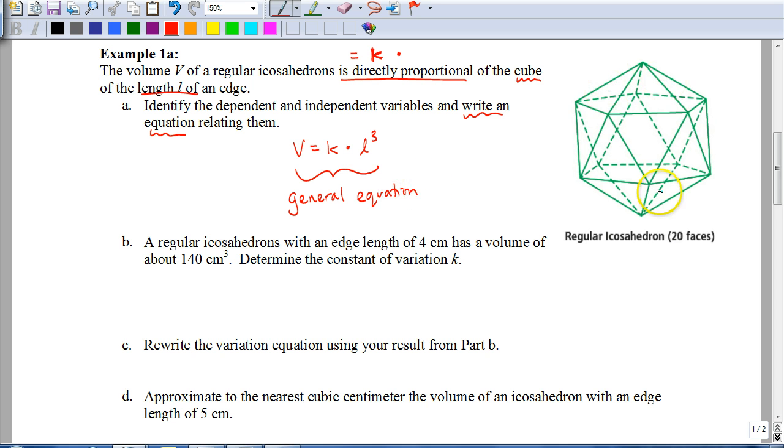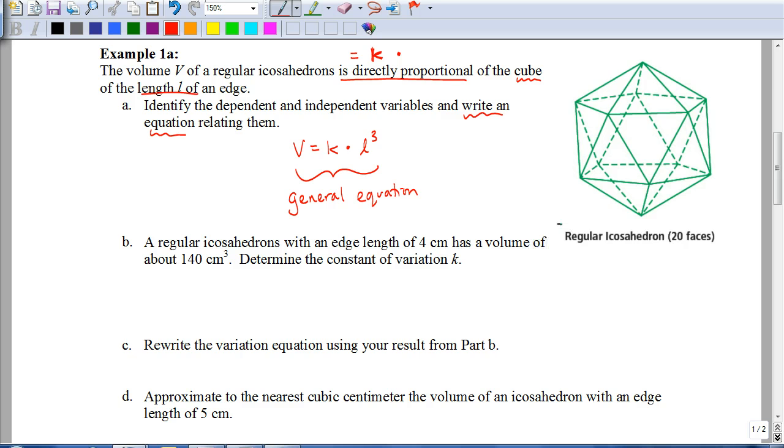Because here's a diagram of an icosahedron. I also have one of these hanging up in my classroom. But if we wanted to find the volume of this icosahedron, right now I could not find it using the formula that we just found, because I don't know what k is.